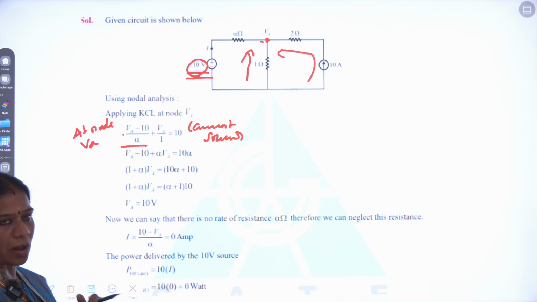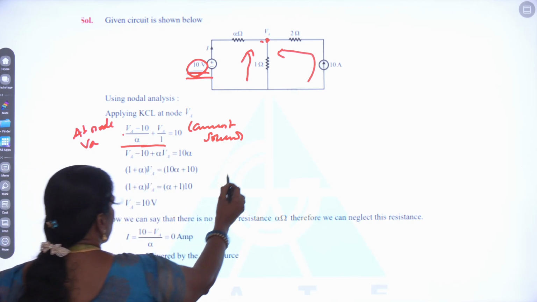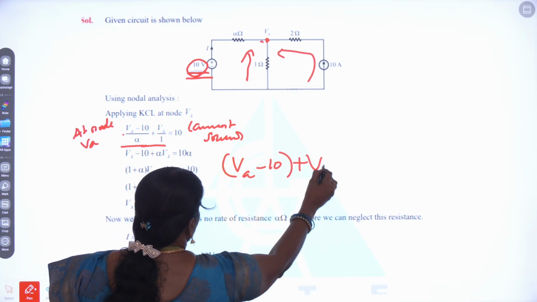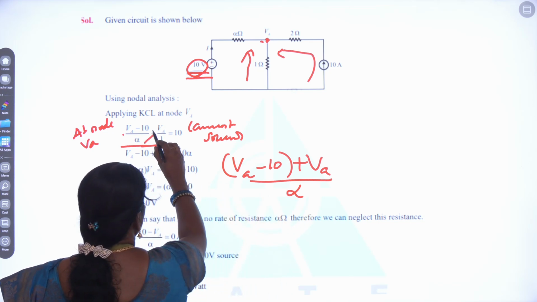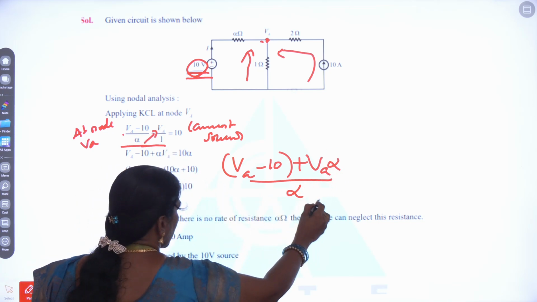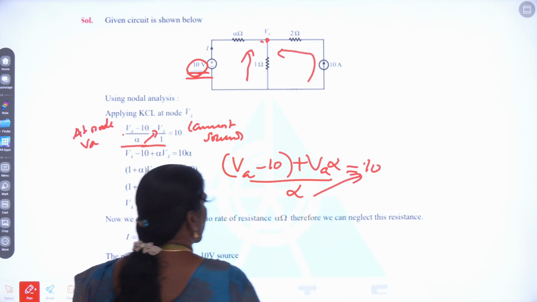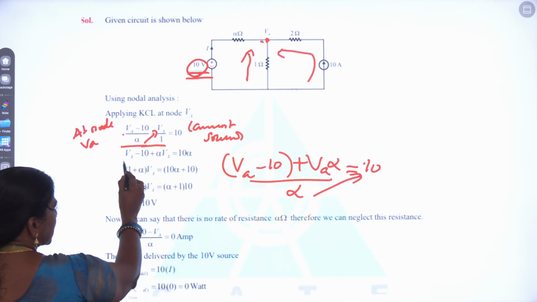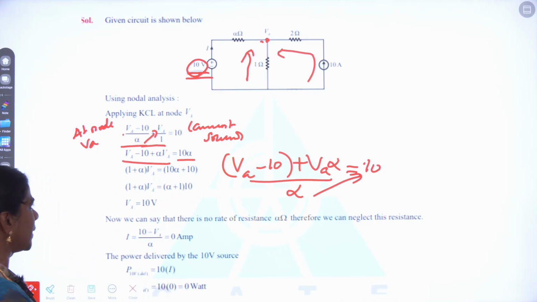Now we can go for solving this equation. We can go for taking an LCM. So VA minus 10 plus VA into alpha, divided by alpha, because if you take the LCM this alpha will be multiplied, which will be equal to 10. Now we can go for passing this alpha. So VA minus 10 plus alpha VA, which will be equal to 10 alpha.